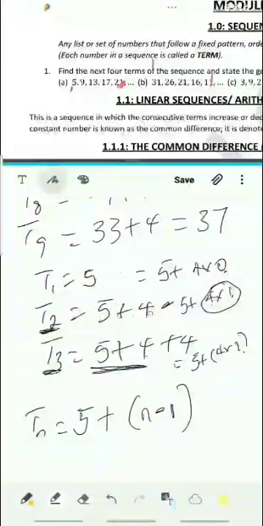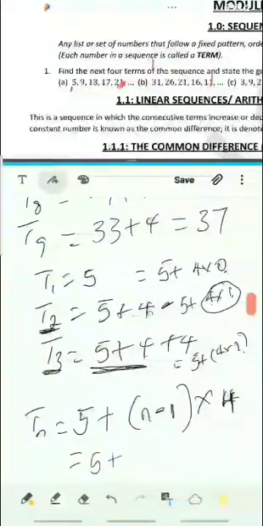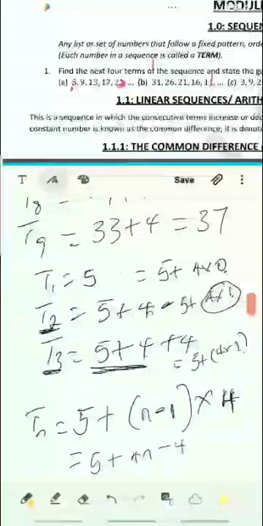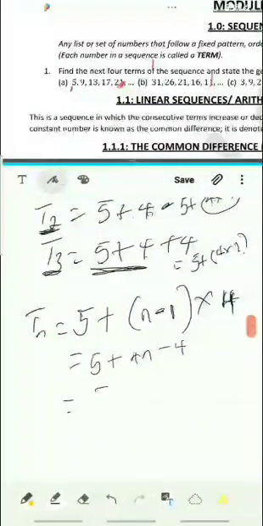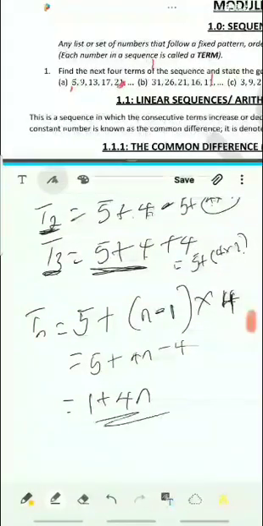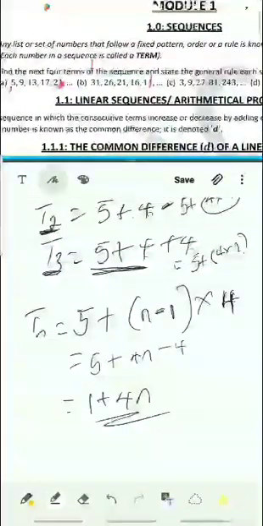So the nth term now is giving us what? Tn equals 5 plus n minus 1 times that constant that we are adding each time, 4. So when you multiply through, 5 plus 4n minus 4, if you open the bracket up, giving you 5 minus 4, 1, plus 4n. So this is the general term for that sequence. Okay, now for the other ones I won't write, I will just do some bit of explanations, and I hope you guys will be able to get it then.